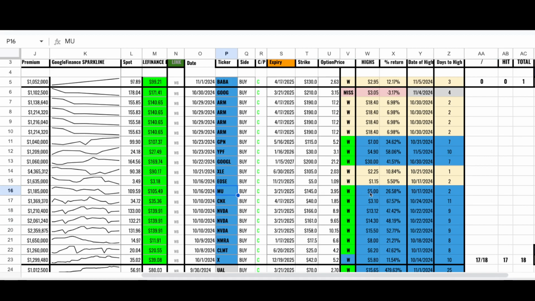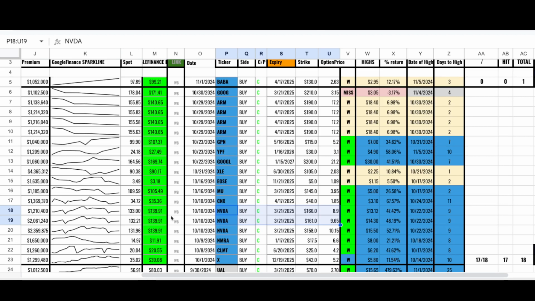MU, I do believe this one's down a little bit as well. But again, they've got some time. They've got till March. It did go as high as 25%, up to $5. CNX over here was an earnings play. Earnings did cause it to pop up quite a bit, up over 60%.